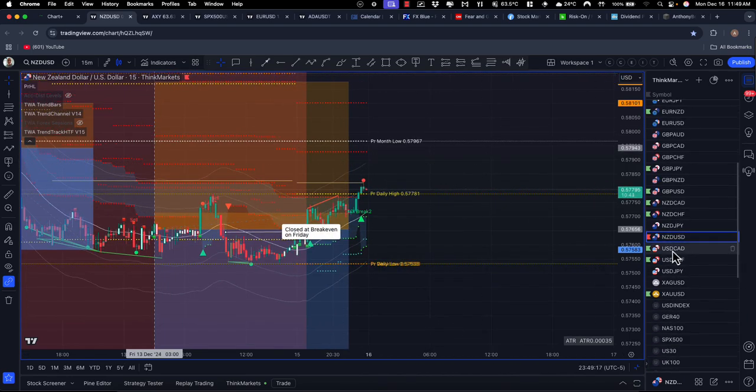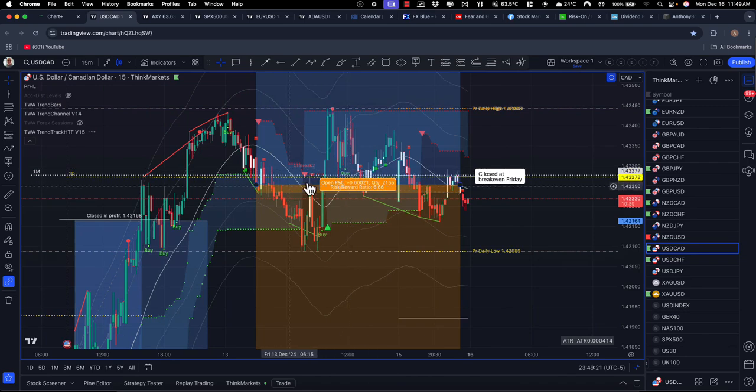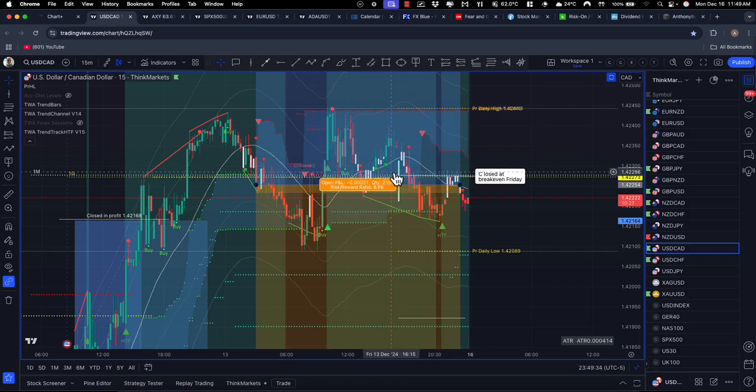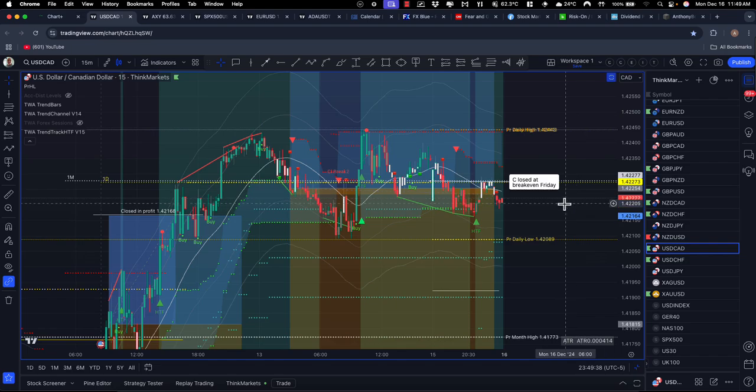Okay, so dollar CAD closed at break even. This one, I was looking for the buy. I entered it, and then it didn't really trade on Friday. Okay, it was range bound for the rest of the day, so I ended up closing it at break even.